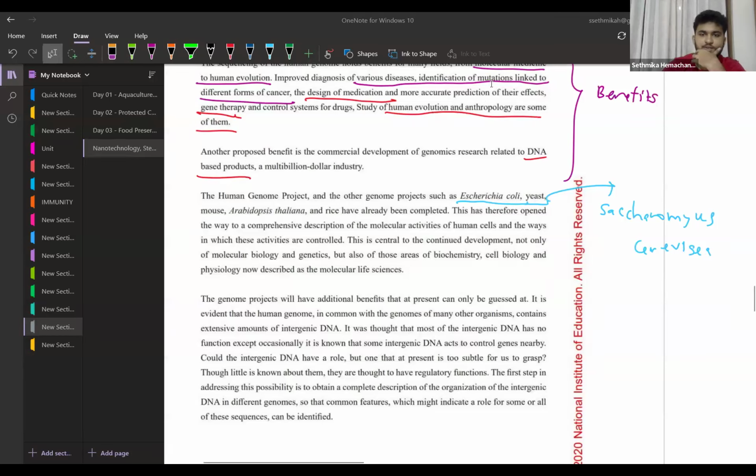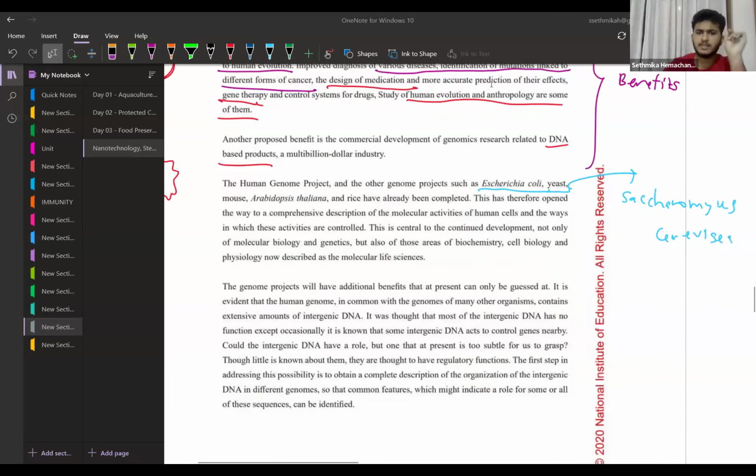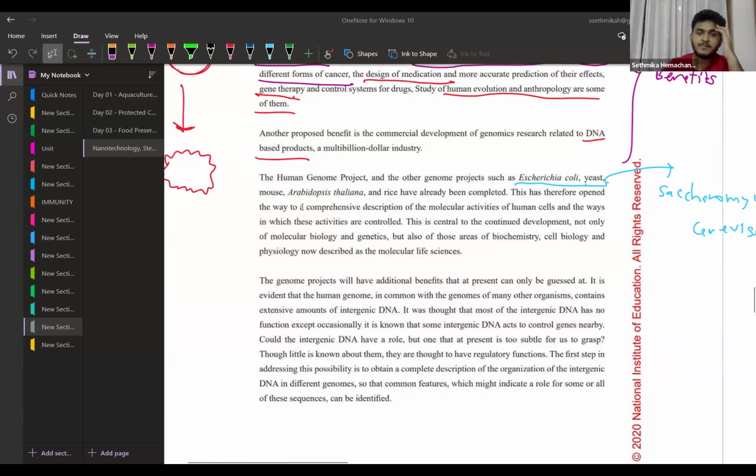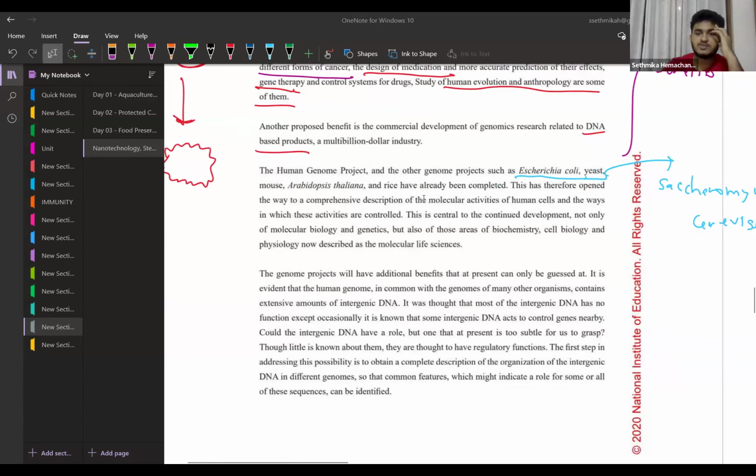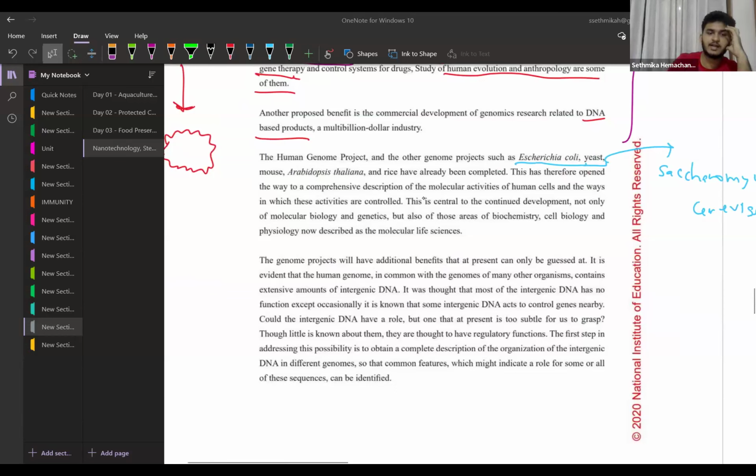Right, Saccharomyces cerevisiae. So the completed genome projects are E. coli, yeast which is Saccharomyces cerevisiae, and mouse, and Arabidopsis thaliana, right? Arabidopsis thaliana and rice. So they have been completed. You need to remember these, right?